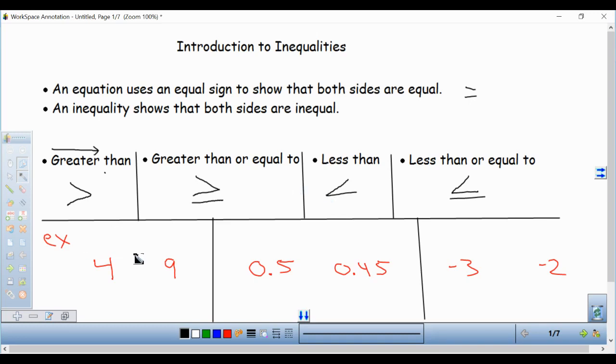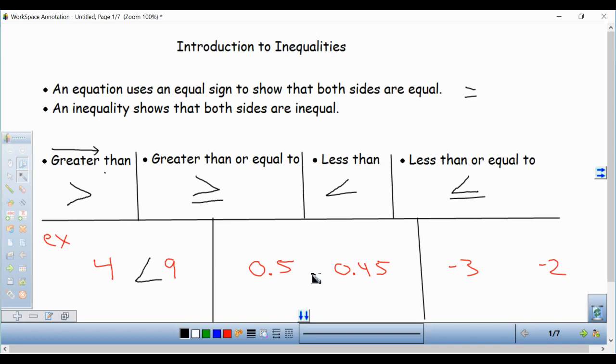All we're going to do here is basically pick the sign that goes. So we have a 4 and a 9. Which one is bigger? These signs, the mouth always eats the bigger side. Well, 9 is bigger, so the mouth will eat the bigger number. And we read this like 4, and then we see the smaller end first. 4 is less than 9.